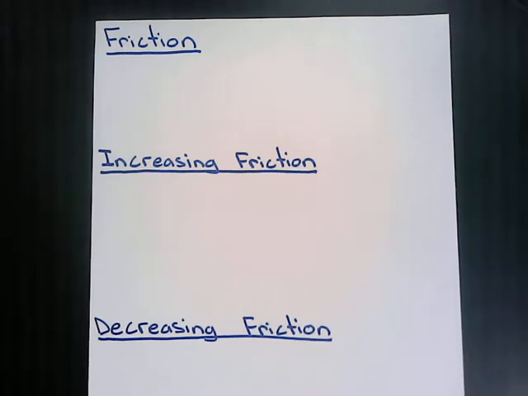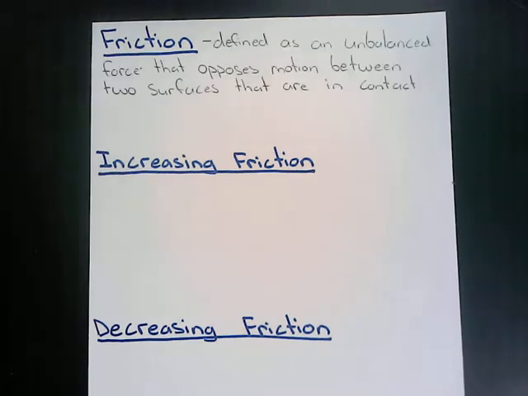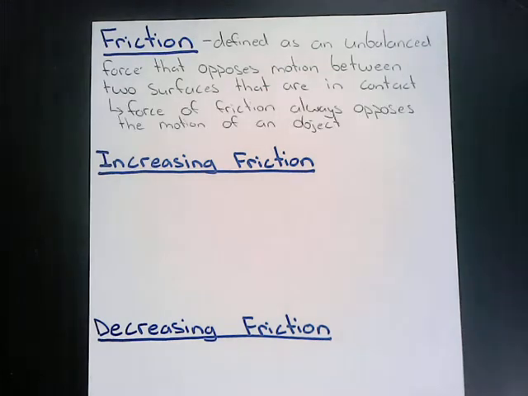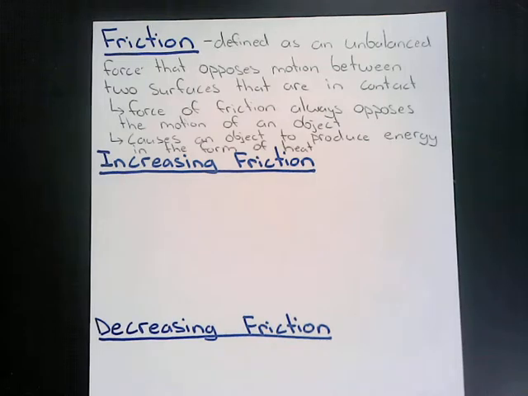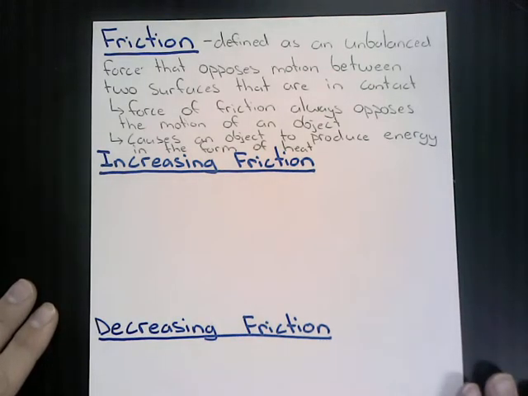Friction is simply defined as an unbalanced force that opposes motion between two surfaces that are in contact. It's important to note that the force of friction always opposes the motion of an object. It's also important to know that the force of friction causes an object to produce energy in the form of heat.